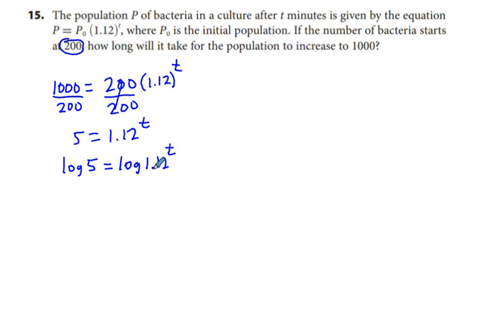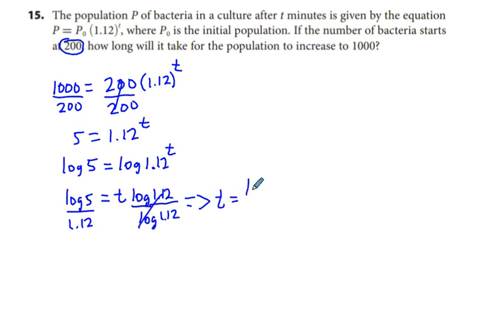And using the power property of logarithms, we can rewrite this equation as log base 10 of 5, which is log 5, equals T log of 1.12, and dividing both sides by log 1.12, we have T is equal to log of 5 over log of 1.12.